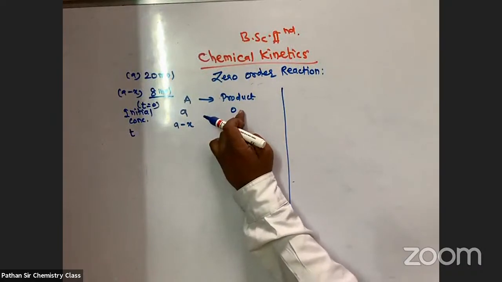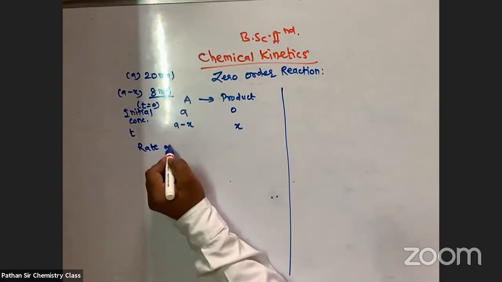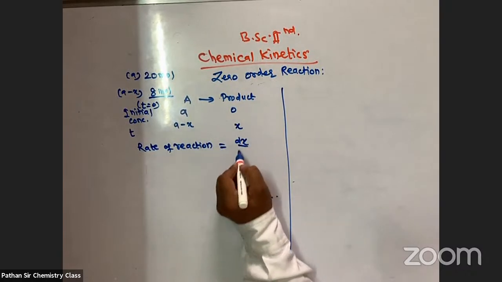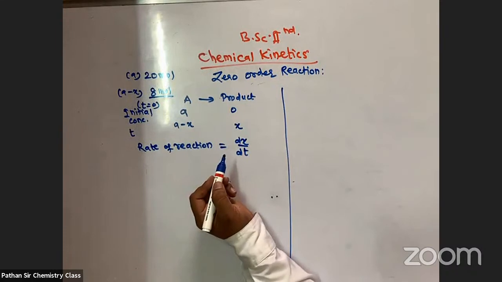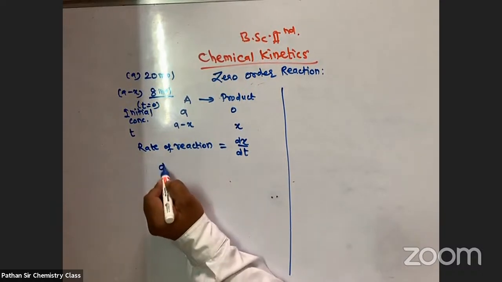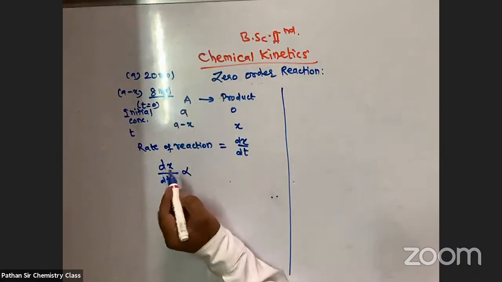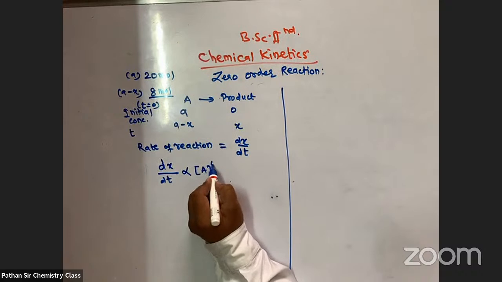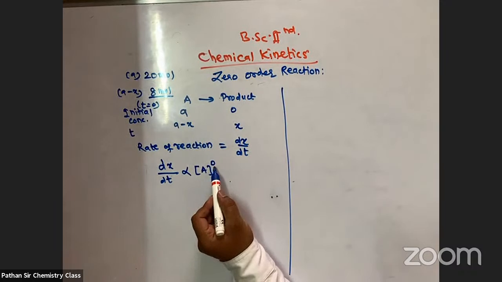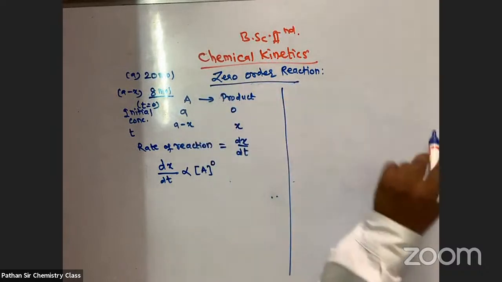And the product is 0. Now the rate of reaction in terms of product is equal to dx upon dt. And as it is a zero order reaction, dx upon dt is directly proportional to the concentration of A raised to power 0 at some time t. Why did we take 0? I have taken 0 as the power because it is a zero order reaction.